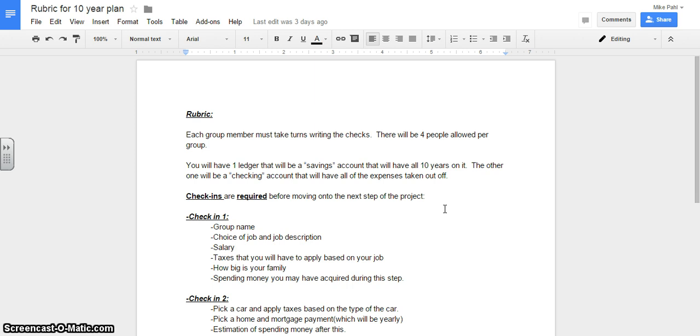We'll be doing work with a ledger, checks, balances, credits, debits. So every single time your group has to write a check to me, you will actually have to take turns. So everyone's going to get a chance to write a check, every fourth person or third person, whichever you choose. You will have one ledger that will be a savings account that will have all 10 years on it, and the other one will be a checking account that will have expenses taken out year by year. So this project is called the 10-year plan.